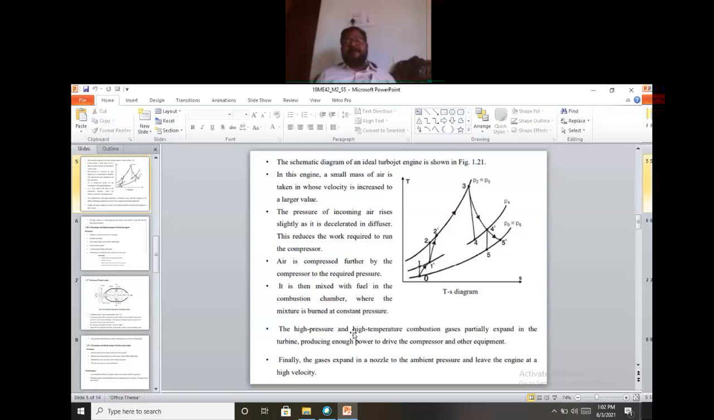High pressure, high temperature combustion gases are partially expanded in the turbine, producing enough power to drive the compressor and the other equipment. After that, the exhaust gases finally expand in the nozzle to the ambient pressure and leave the engine at high velocity.